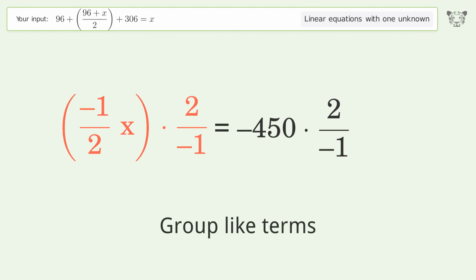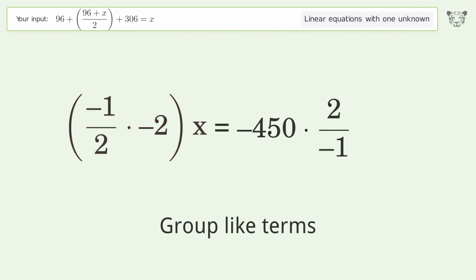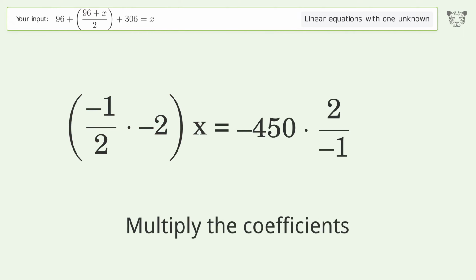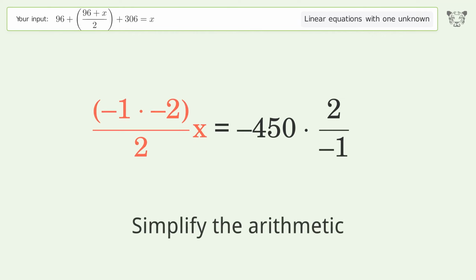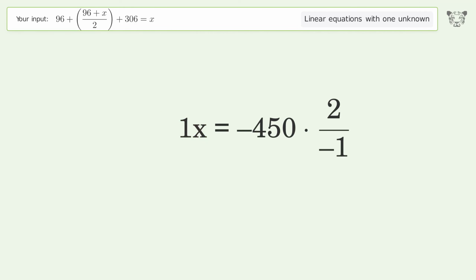Group like terms. Multiply the coefficients. Simplify the arithmetic. And so the final result is x equals 900.